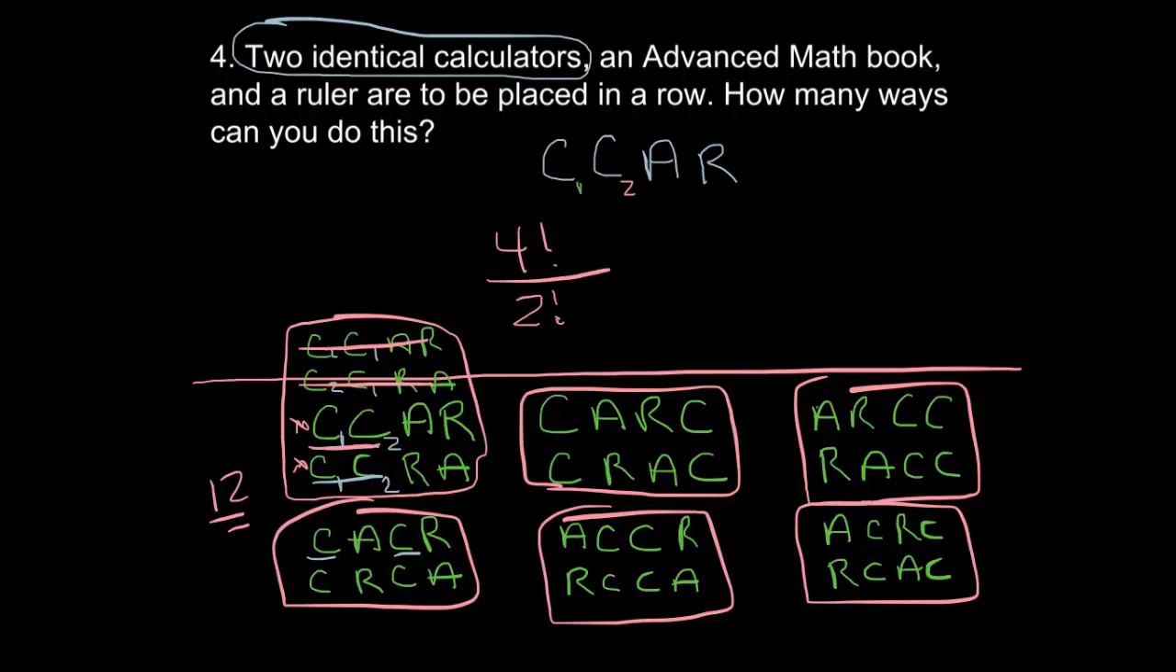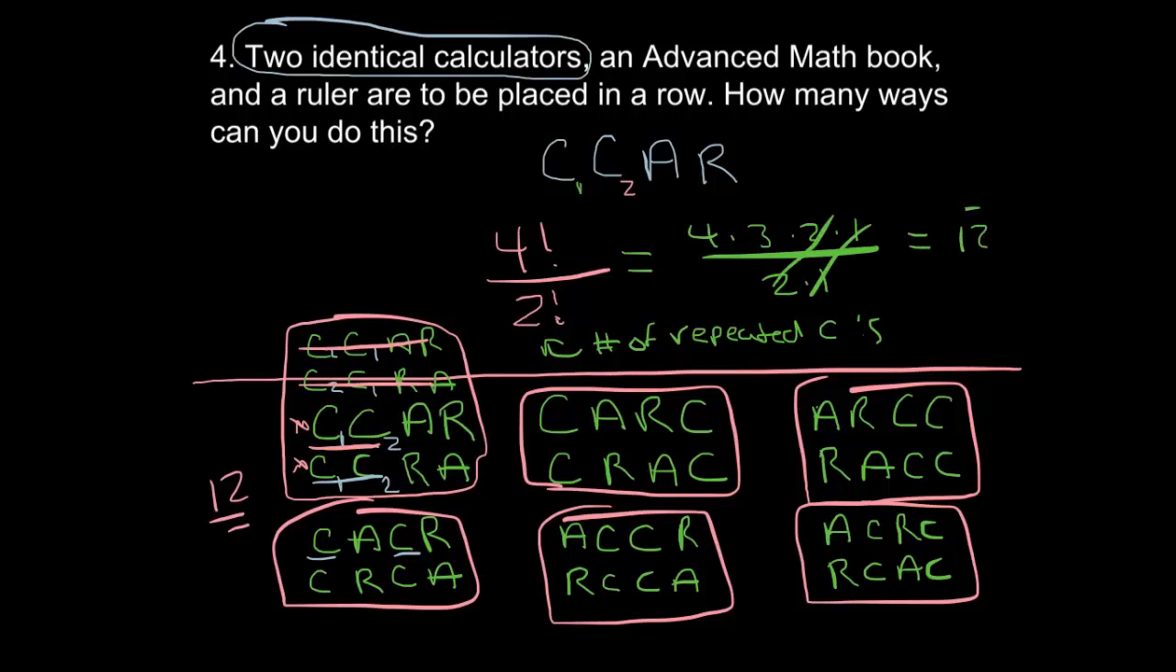Okay, and so I'm going to end it here, but this 2 factorial is the number of repeated C's. So this answer is 4 times 3 times 2 times 1 divided by 2 times 1, and those cancel, so I get 12, which is what I had counted below. Alright, so that's a nuance that I'll draw your attention to later, in a future video, but it's actually very important, so just keep it in mind.